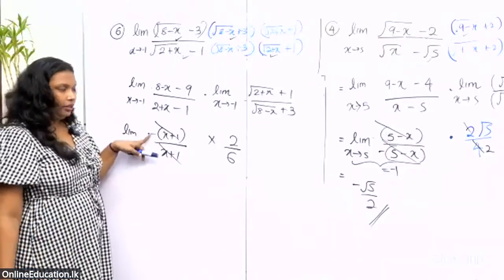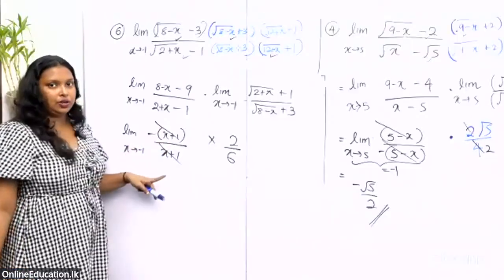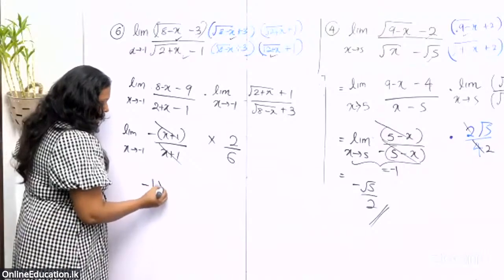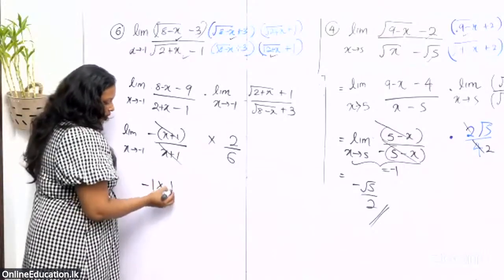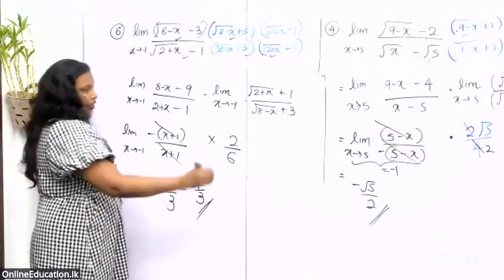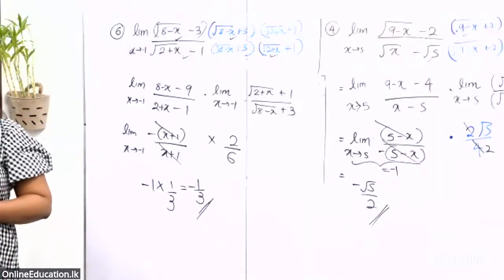So we have -1. Limits of -1 when x tends to -1 is the same value, -1, it does not change. Minus into 2 over 6 means minus 1 over 3. Therefore, the answer is -1 over 3. Can I know how many of you got this correct?